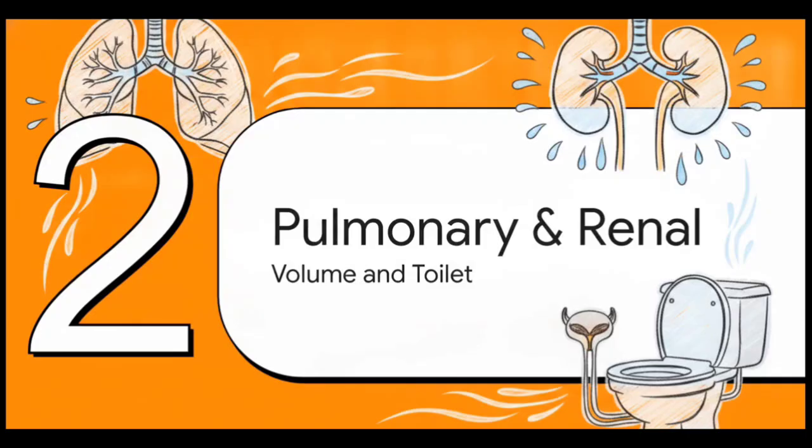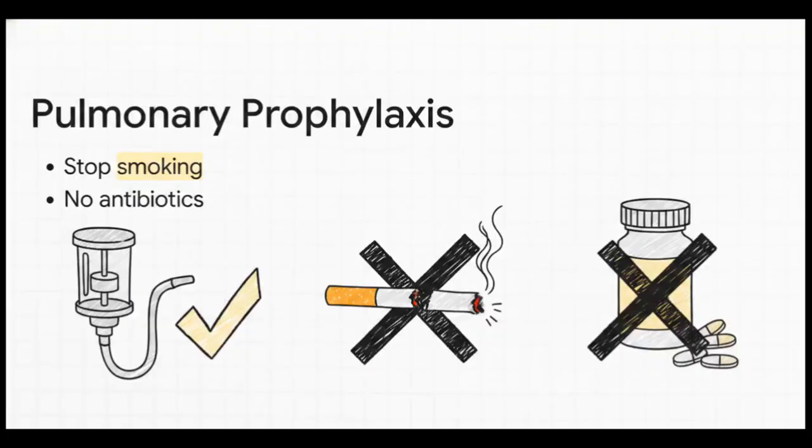Section 2, pulmonary and renal management. When we talk about preoperative optimization here, the name of the game is volume and toilet. Let's rapidly run through the evidence-based pulmonary interventions. First up, incentive spirometry. It is highly effective for increasing lung volume and promoting pulmonary toilet. Second, keep in mind that antibiotics absolutely do not reduce non-infectious pulmonary complications.